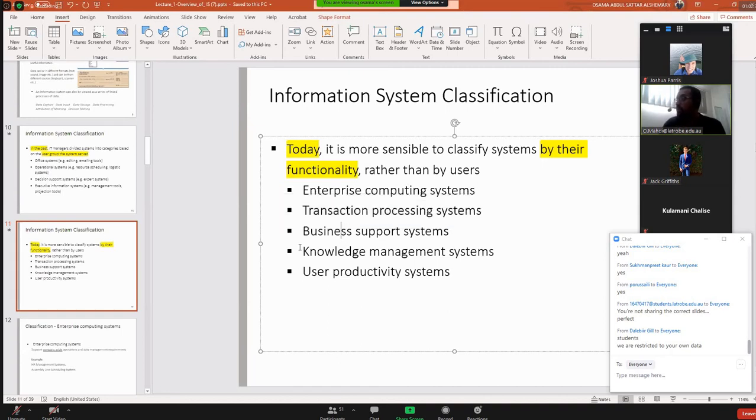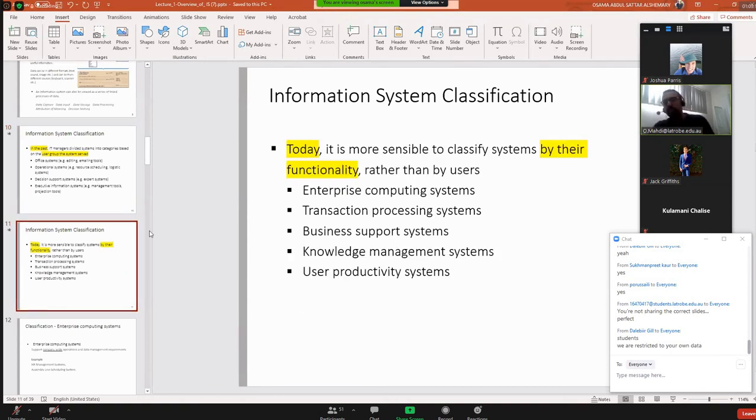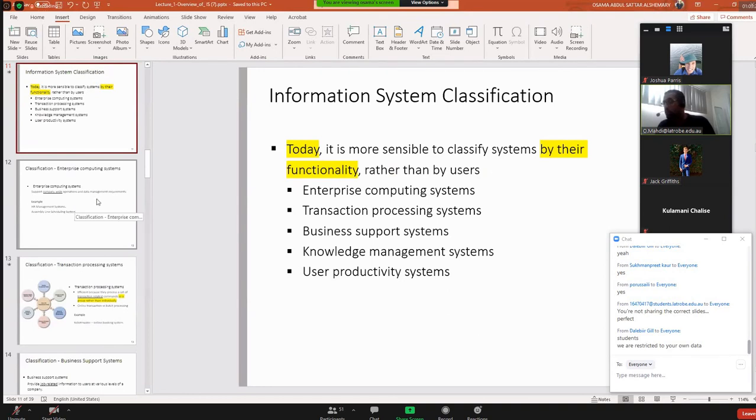Business support system, knowledge-based knowledge management system, user productivity system. So as we can see here, it's more about the functionality of the information system rather than how it was divided before. Before, about 10, 15 years ago, it was more about the user group the system served, the users who are using this information system, for example an office system or operational system. But more recently, with the development of the information system, it became more about the functionality of the information system itself rather than the user. So this is the new classification of the information system.